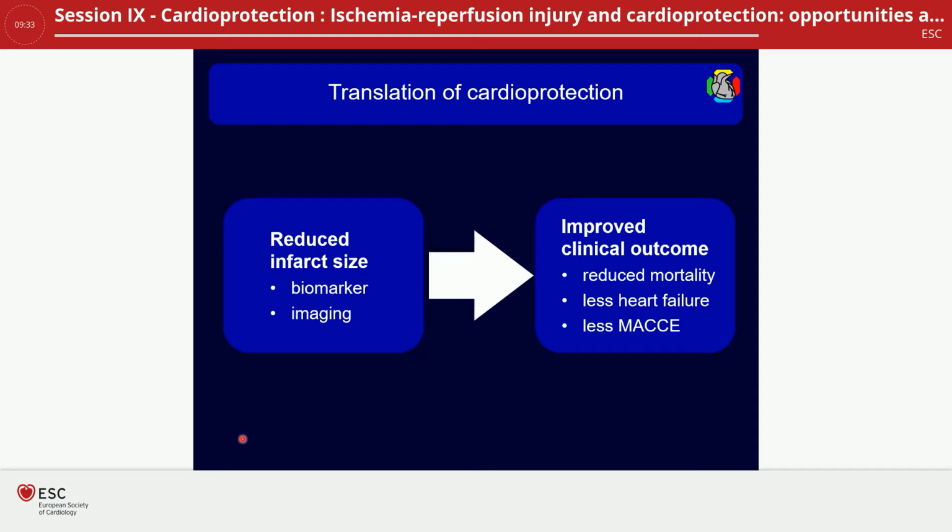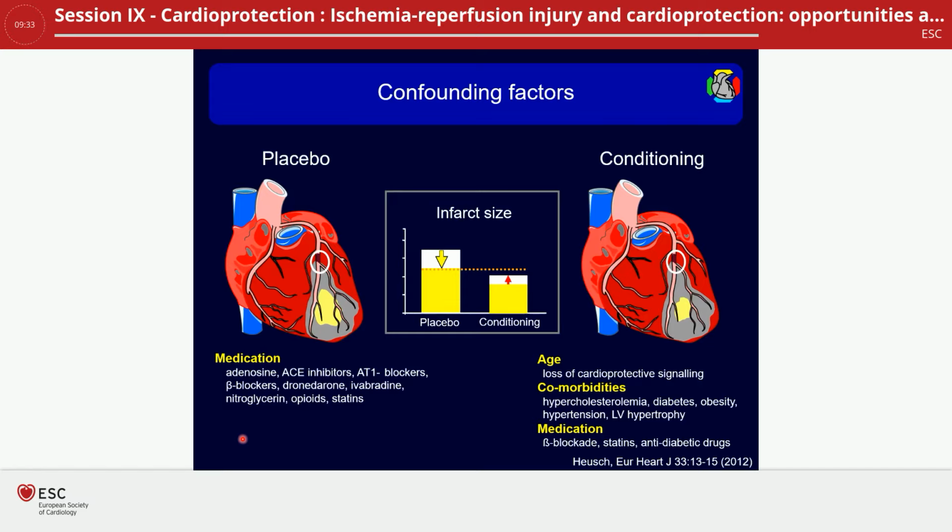What is more important for the patient is the improved outcome, and the outcome over a much longer time scale. Does it have reduced mortality? Is there less heart failure? Are there less complications? And this is a difficult thing because many, many factors apart from reduction of infarct size impact on that. Medication, age, comorbidities, and Rainer Schulz is going to expand on that, so I'm not doing that at this point.